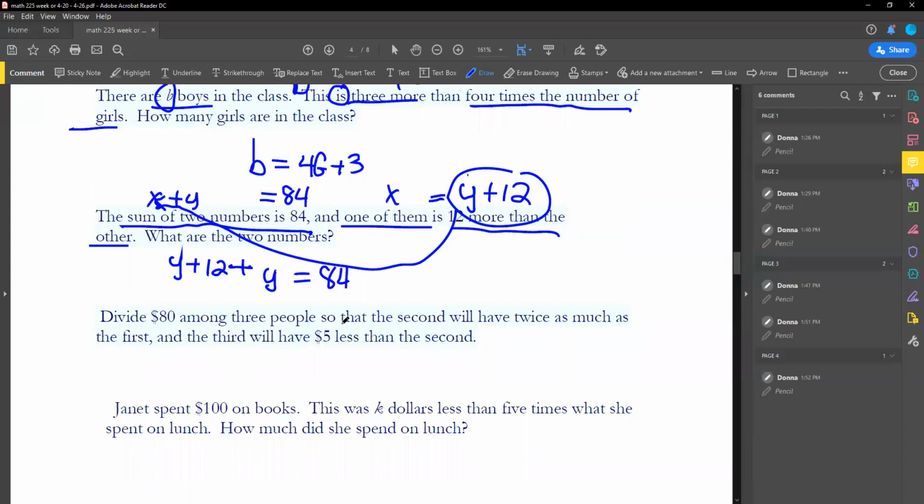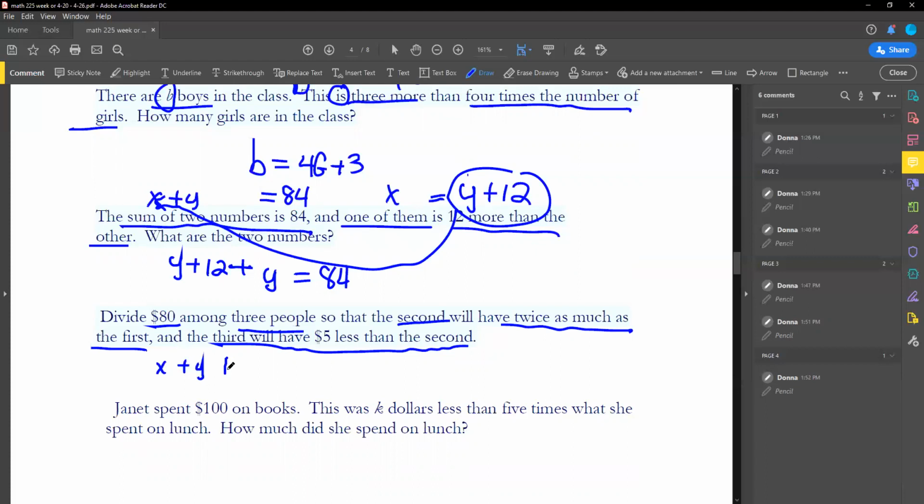All right, so divide $80 among 3 people. The second will have twice as much as the first, and the third will have 5 less than the second. Okay, so this is a little more confusing, so you have to kind of work through it step by step. All right, so 3 people, so let's call them X, Y, and Z.